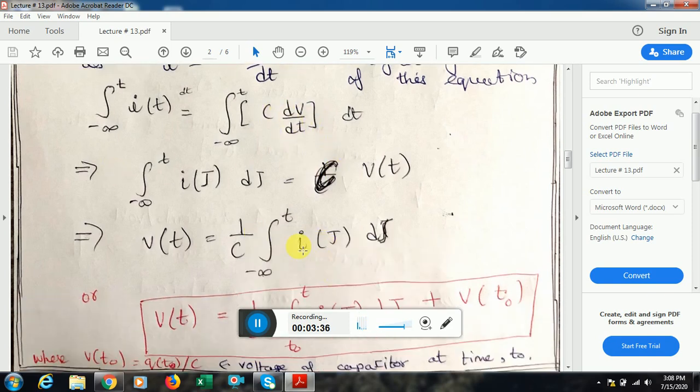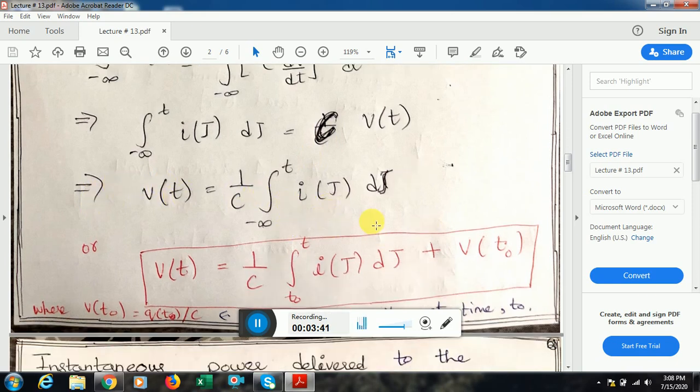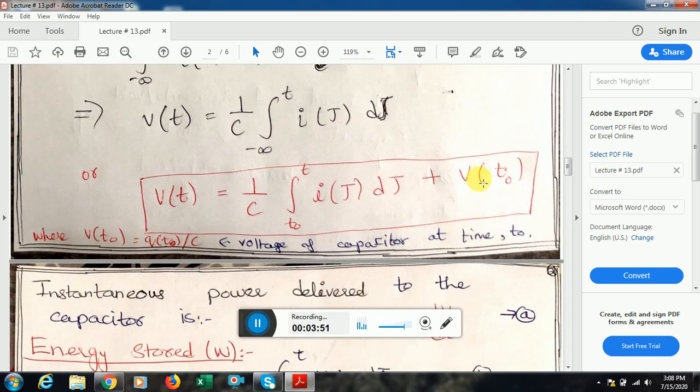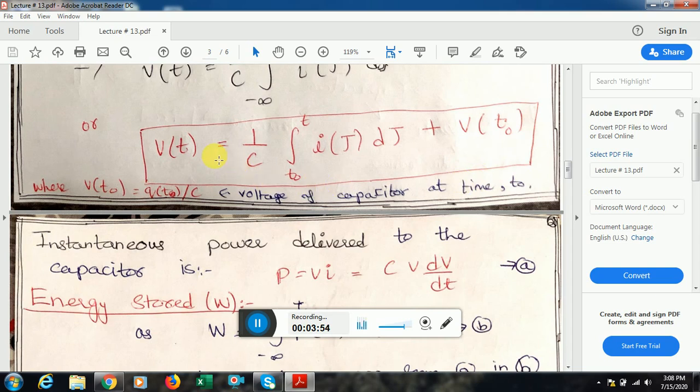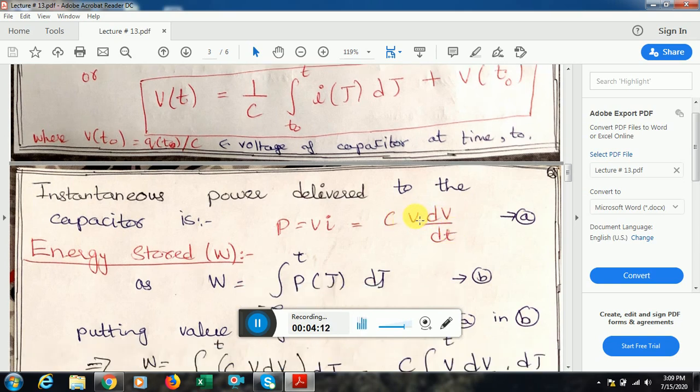By taking this term over here, by simple mathematics, the voltage is 1 over C integral of I dt plus V(t0). If we do not have any previous voltage or charge stored in the capacitor, then we can take it as 0, and this will be 1 over C integral of i(tau) d tau. Now if I have to find the instantaneous power delivered to the capacitor, as you know, power is the product of voltage and current. The current value is C dV by dt, and V was previously in the equation.